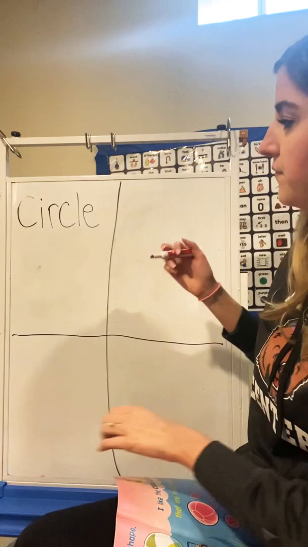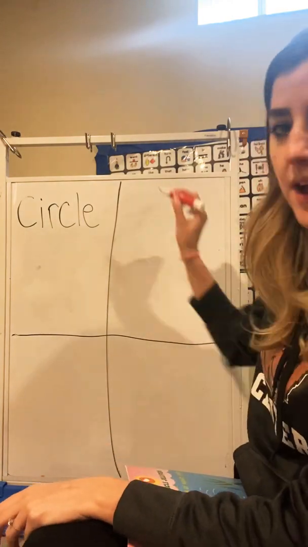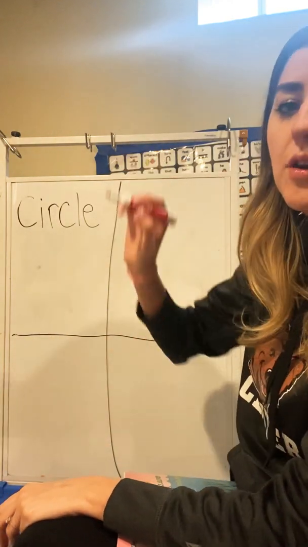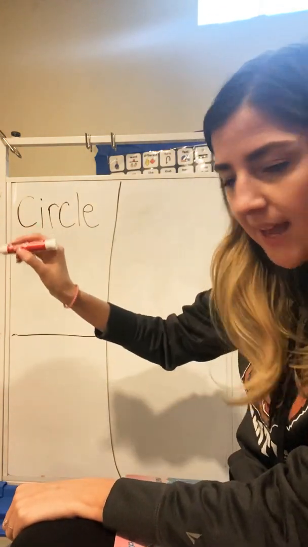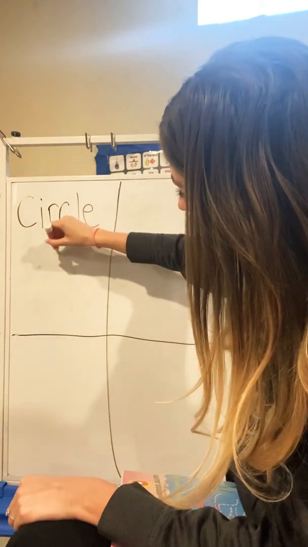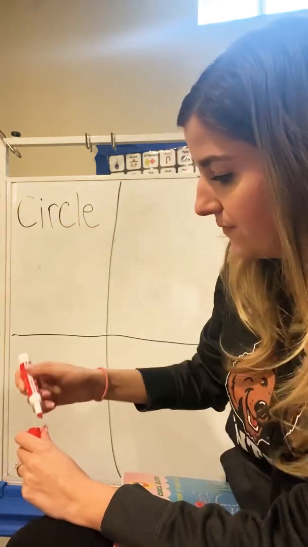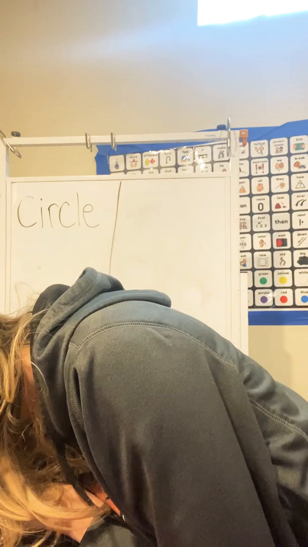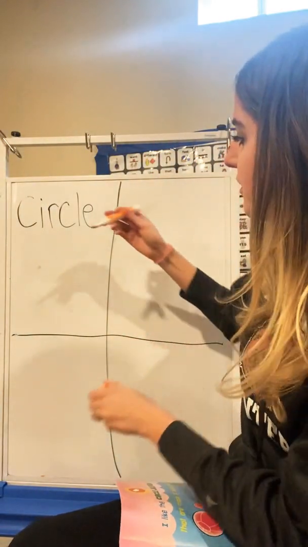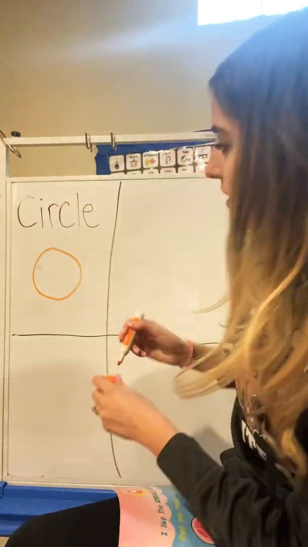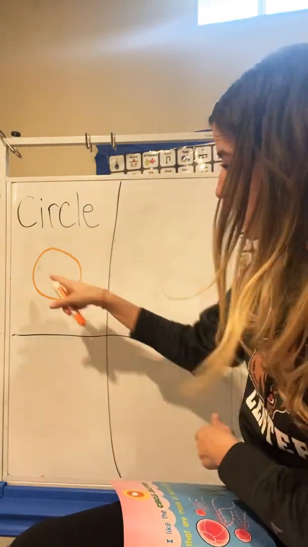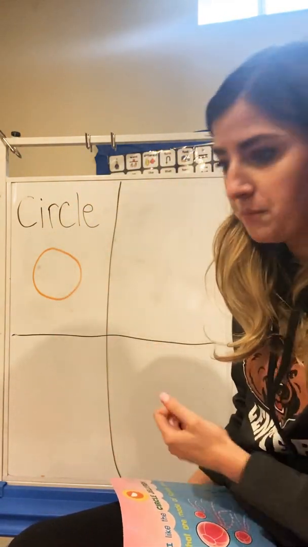Are you ready? A circle just goes around and around and around and around, and it never stops anywhere. You can't go sliding off, right? So a circle goes, maybe we should use a marker that works. A circle goes around and around. Circle. It's not perfect, but I did my best.